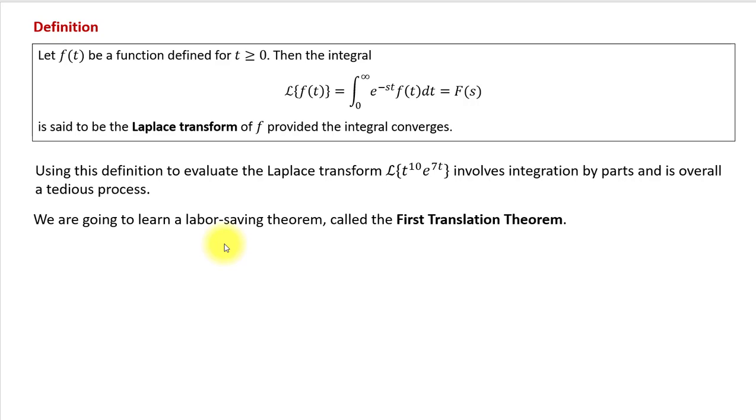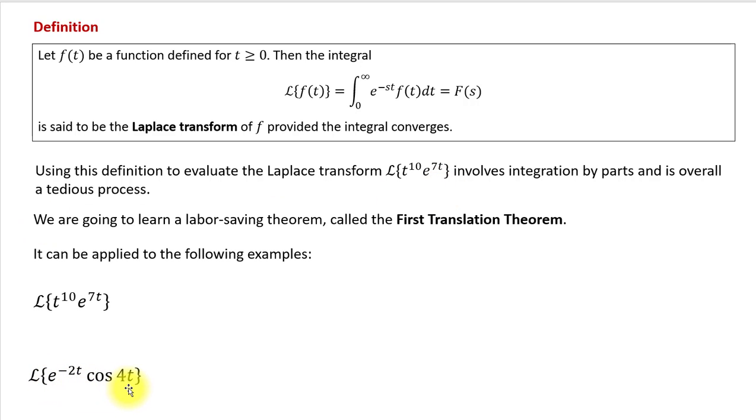So the good news is that we're going to learn what's called the first translation theorem that will save us time when we try to evaluate functions of this form. Now, what form is that? Let me give you another example. Here's one more example of a function for which finding the Laplace transform using the first translation theorem becomes very easy. What do you think these two functions have in common?